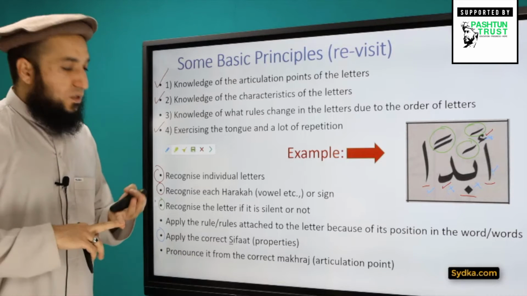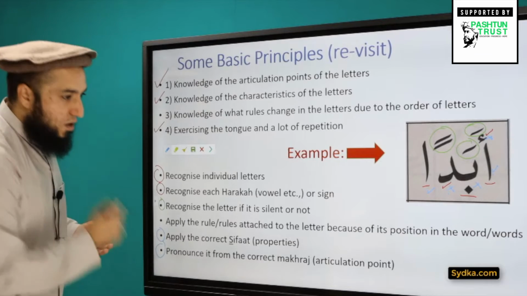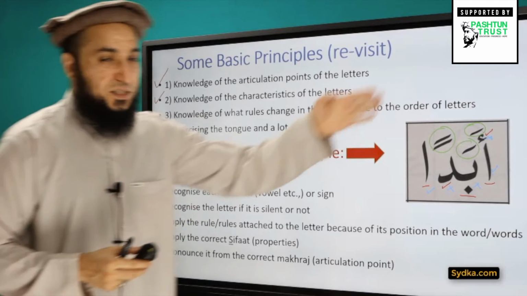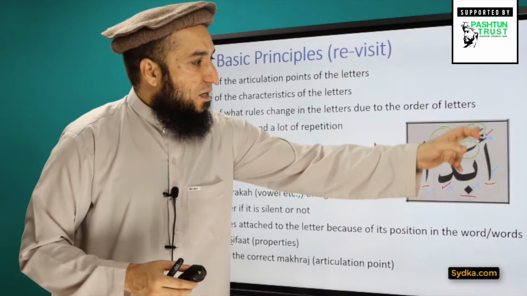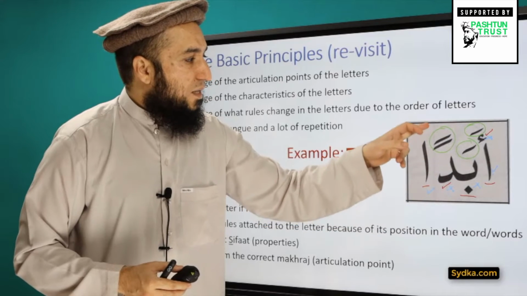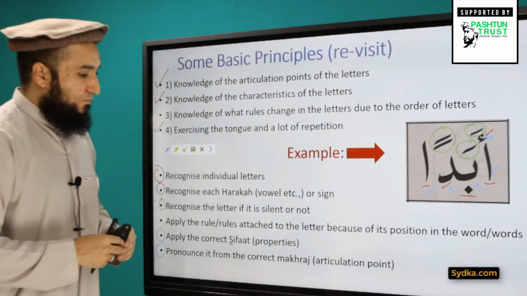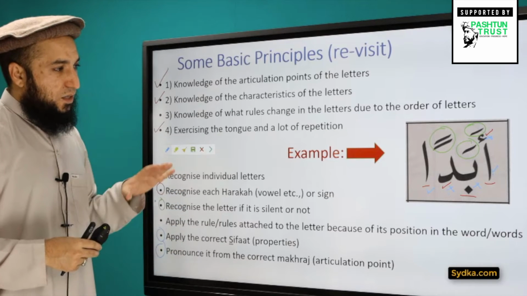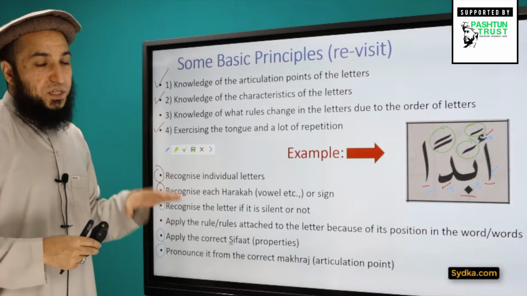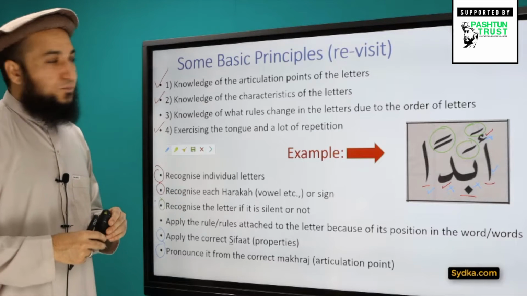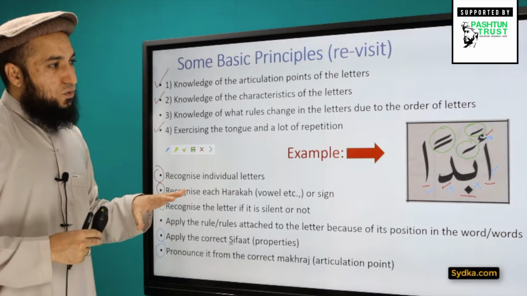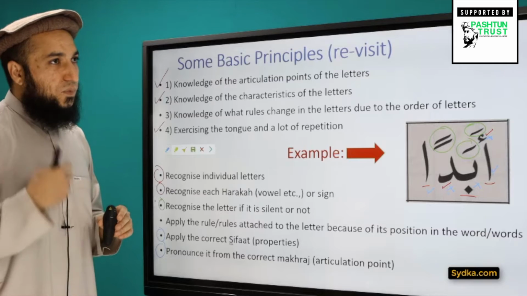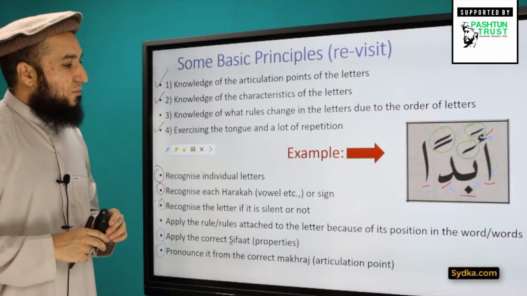The next one is pronouncing each letter from its correct makhraj, articulation point. And the other one we can add is we count how many syllables there are. For example, here is a, 1, ba, 2, then... so there are 3 syllables in this word. If we manage to implement these steps correctly, then our reading and recitation will be very easy. These are not fixed rules; you can add or subtract from them. These are just general guidelines for recitation or reading Arabic.